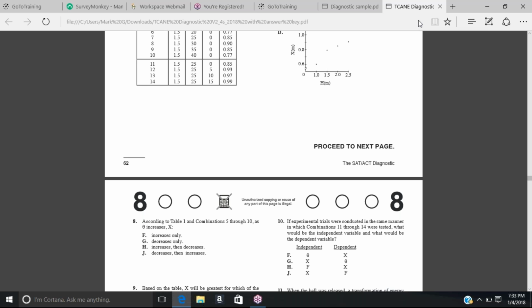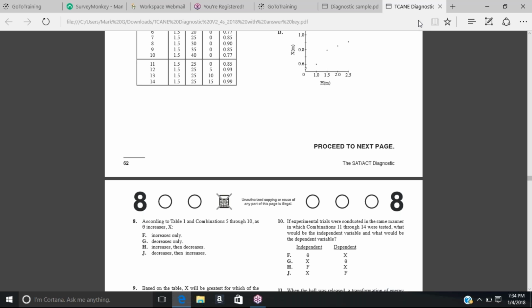I'm skipping number 9. It's not that great of a question. Let's do 10, and with that, I will call it a night. 10. If experimental trials were conducted in the same manner for combinations 11 through 14, and you should be able to see those now, what would be the independent variable and what would be the dependent? Circle those 2 words if you're not familiar with them.